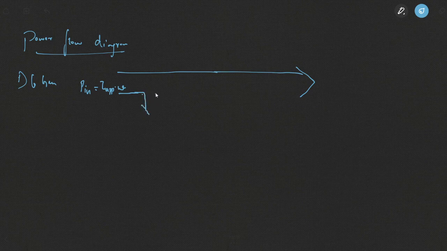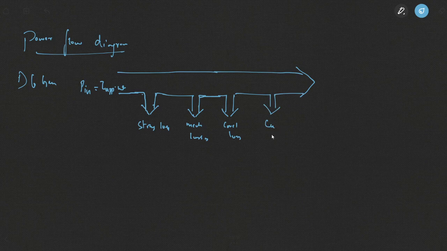The first losses in this machine that are seen are the stray losses. The next losses you will see will be the mechanical losses, that's the friction and the windage losses, because the rotary part comes first in the DC generator. Then you will see the core losses, and finally you have the copper losses. Core losses are also known as iron losses. So you will finally get the output voltage.